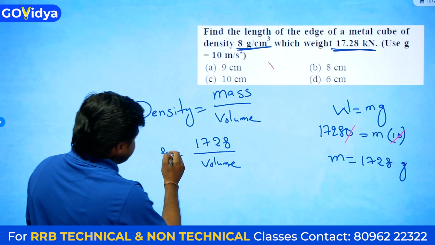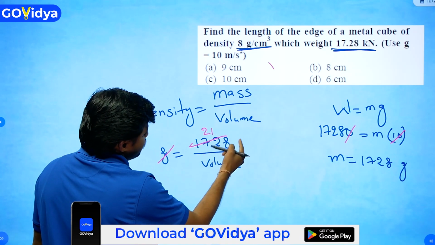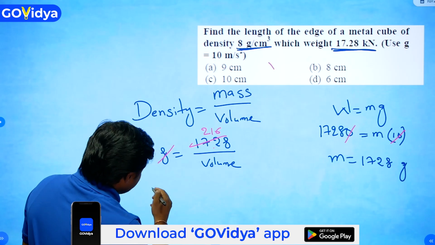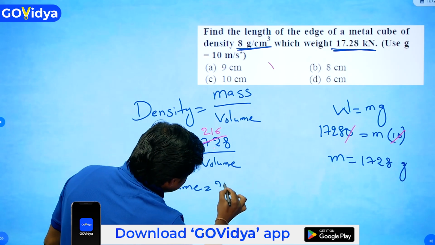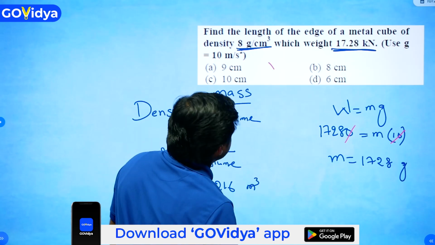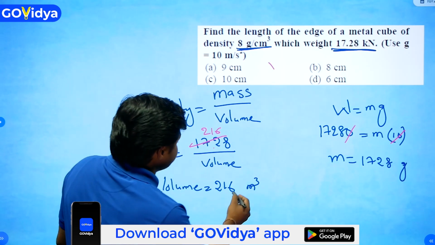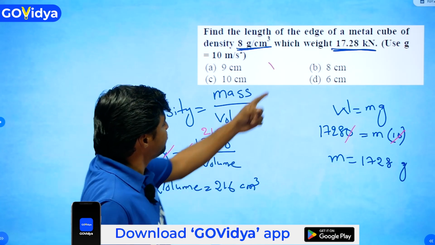Okay, 8 2s are 16, 8 1s are 8. Okay, 48, 8 6s are 48. Volume is equal to 216, okay, 216 meter cube or centimeter cube. Here centimeter cube is given for density, so we also take centimeter cube, okay.